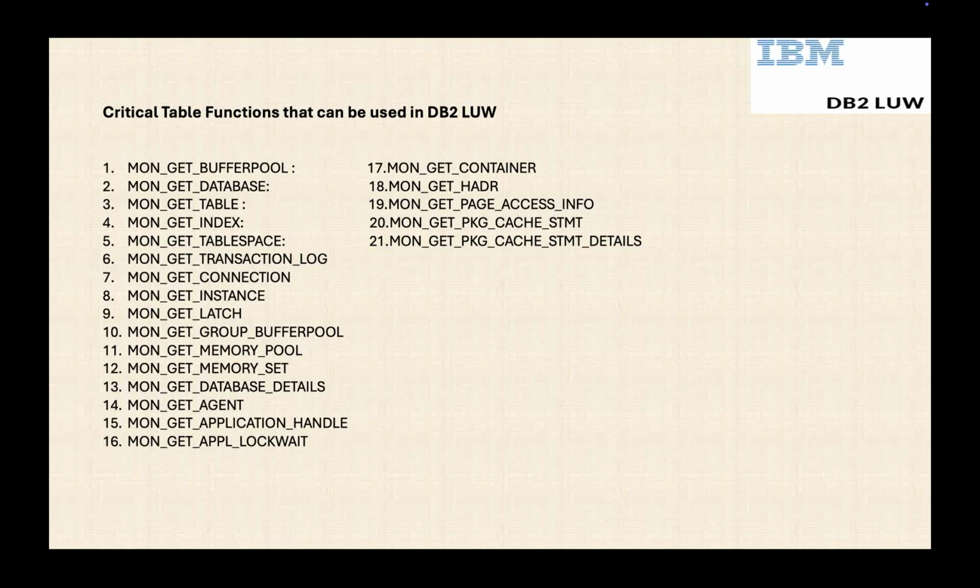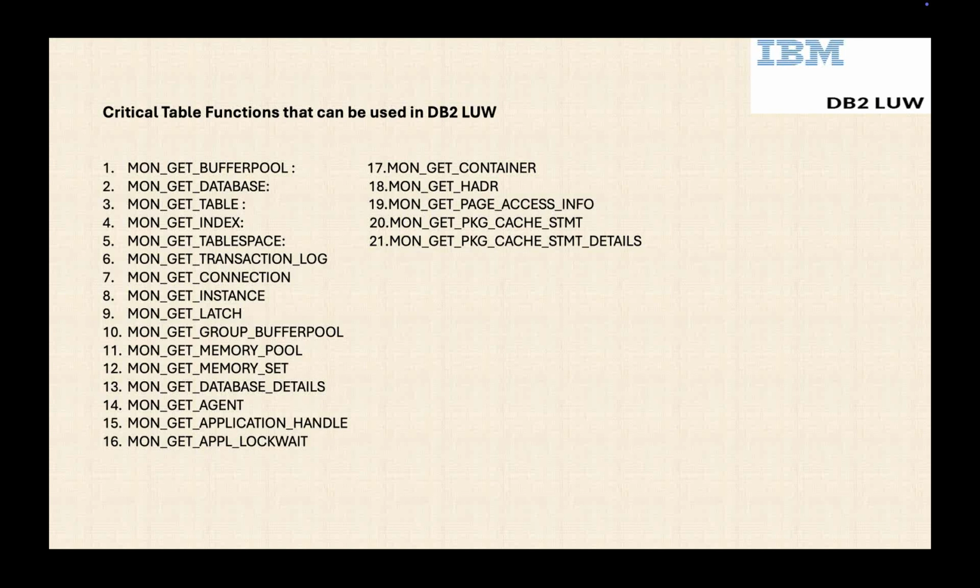MON_GET_BUFFERPOOL takes care of the buffer pool part, as I said. MON_GET_DATABASE goes for the database part. MON_GET_TABLE goes for the table. Index, it will consider the index part. Table space, you can get the table space details. Transaction log, you can check with this. Connection, you can get connections. Instance related, if you want to go, MON_GET_INSTANCE. If you want to search any latches, go for MON_GET_LATCH.